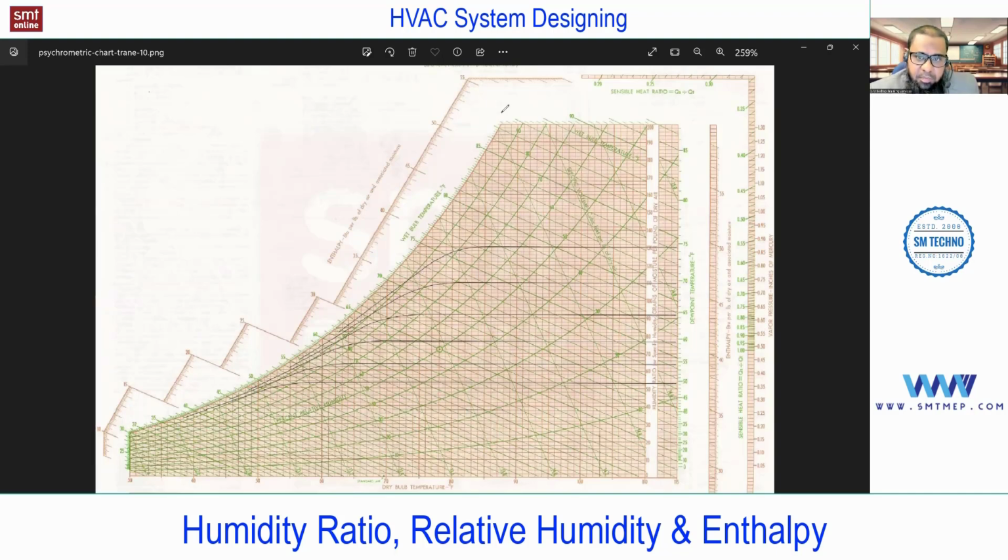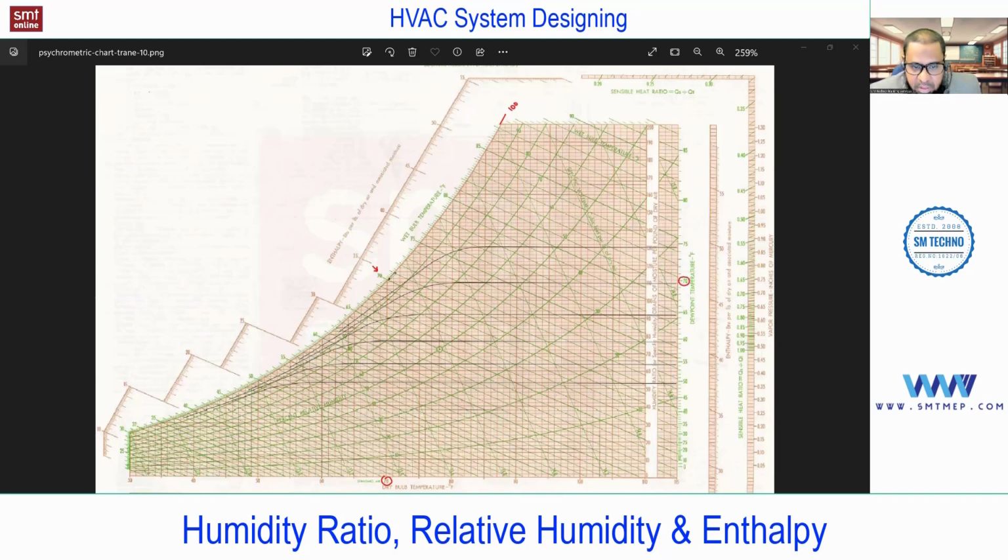This line is the 100% RH line, this curve. And this 70 is the wet bulb temperature. Below 70 is the dry bulb temperature. And the dew point temperature you will find here.